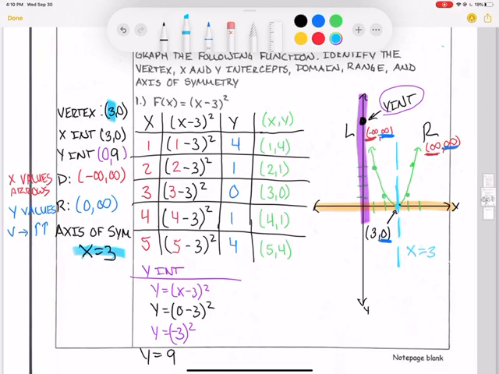One final hint before I let you guys go is that the domain is always going to be from negative infinity to positive infinity. Always, always, always. Just a hint. But this was moving a graph from left to right, or horizontal shifting of a quadratic function.